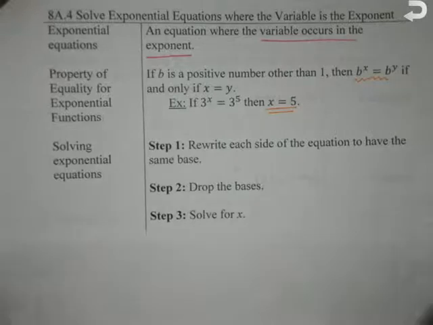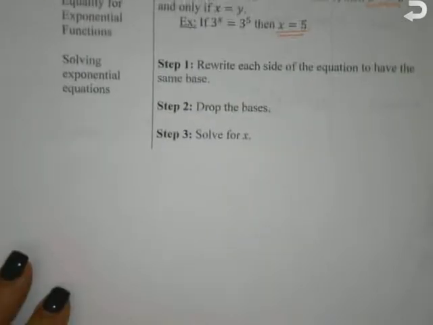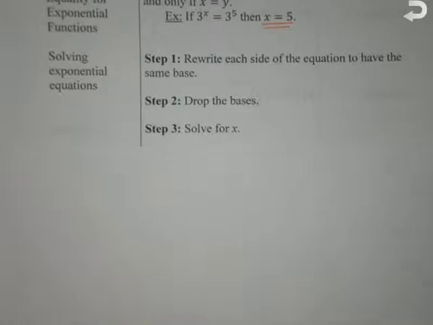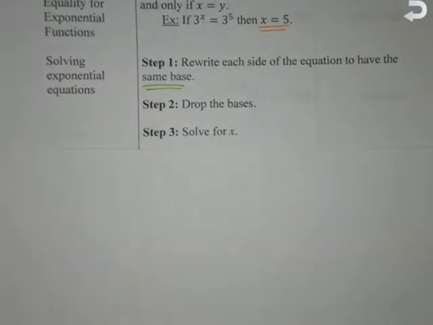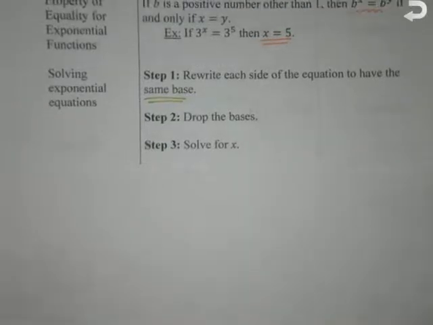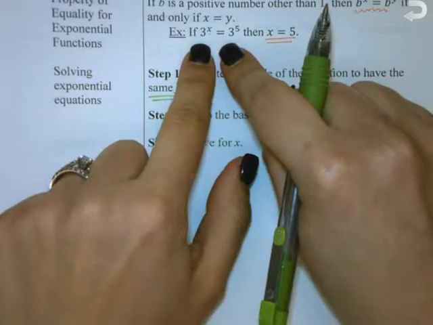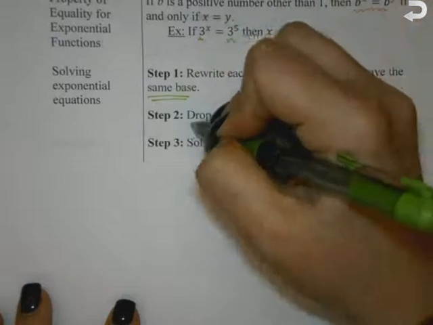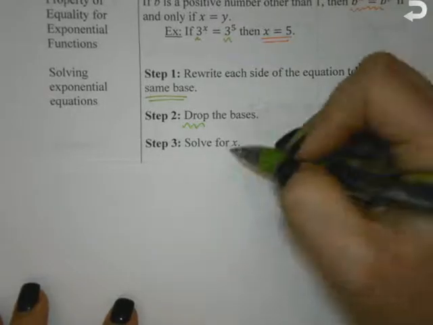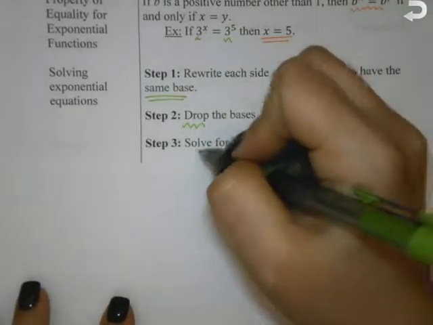All right, so the steps to solving exponential equations. The first thing that you are going to want to do is rewrite each side of the equation to have the same base. This is really important, okay? So same base means both of them have a base of 3, both of them have a base of 4, just as long as they're the same base. That's why on Tuesday when we started the unit, I had you guys practice writing numbers as different bases. After you get the same base, so in the example above, 3 to the x equals 3 to the 5th, they have the same base. What you can do is drop the bases and set the exponents equal to each other, and then you'll be able to solve for x.